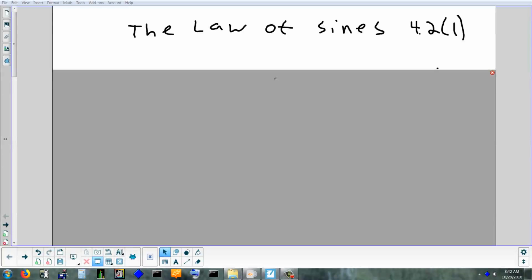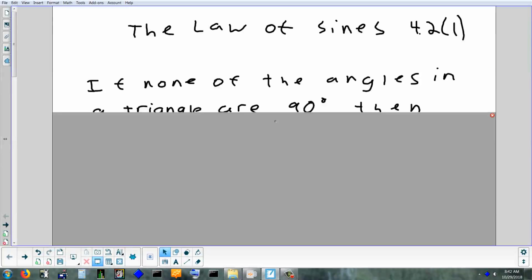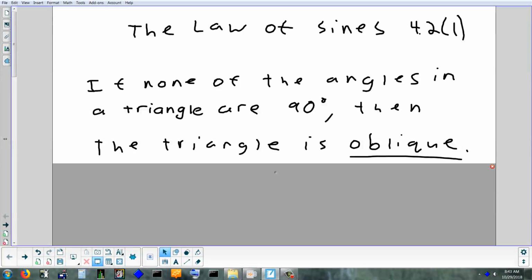Okay, so first section we're going to look at is 4.2. We'll spend today and tomorrow on it. It's called the law of sines. When we solved triangles a couple weeks ago, every single problem had a 90-degree angle. Right? Always had a right angle. Well, if you don't have a 90-degree angle, that's called an oblique triangle.